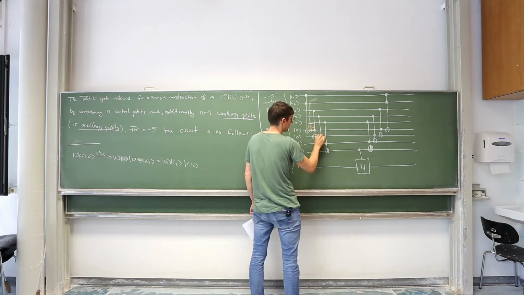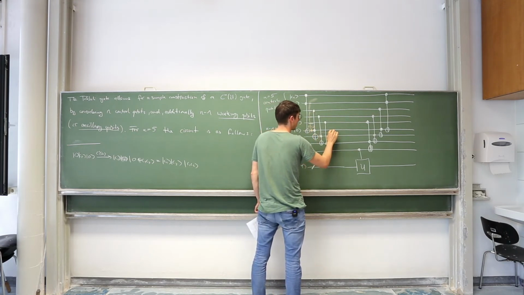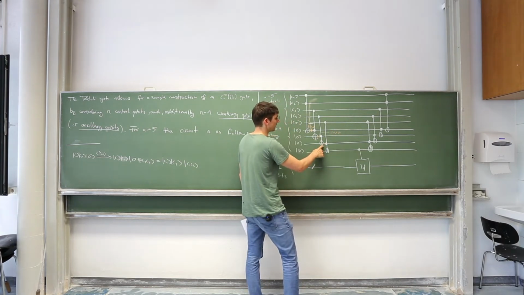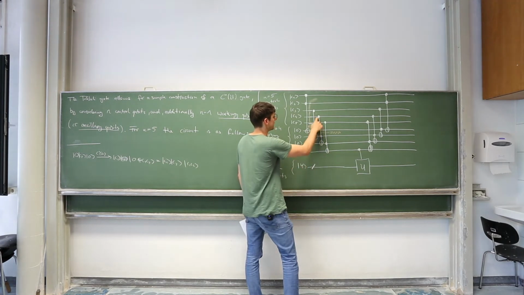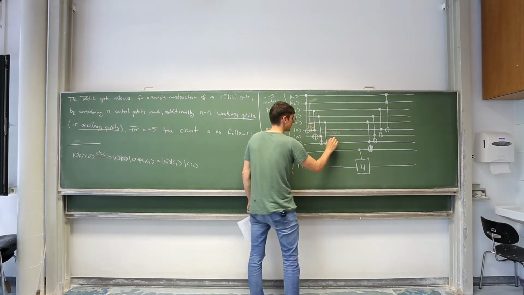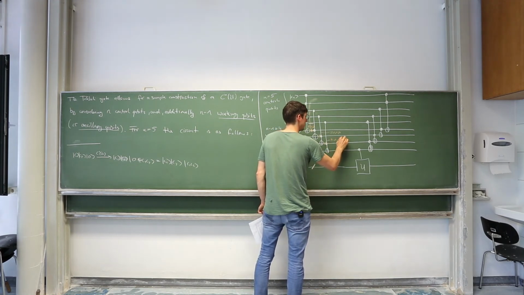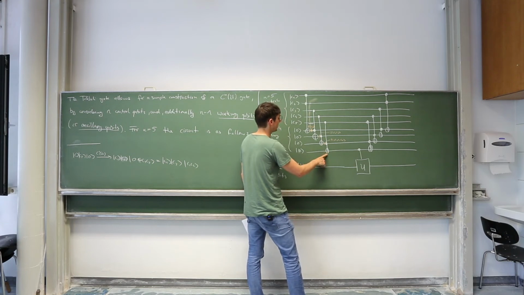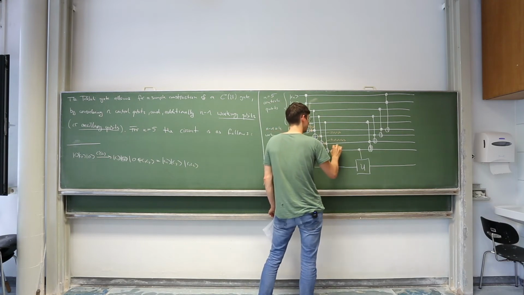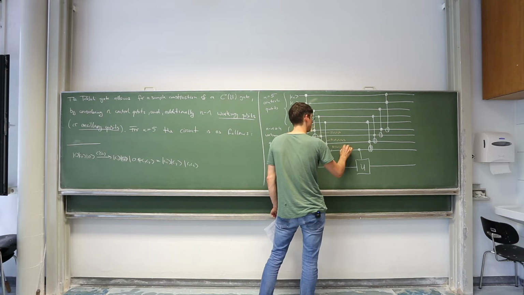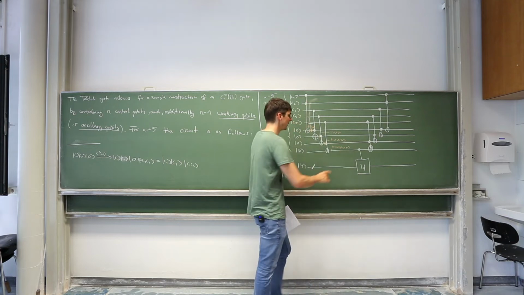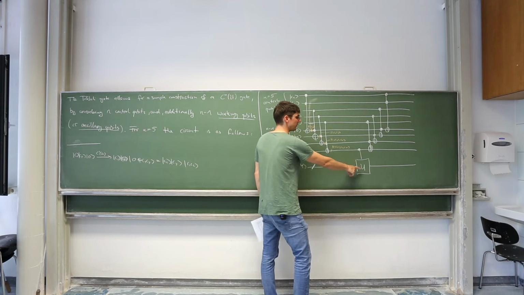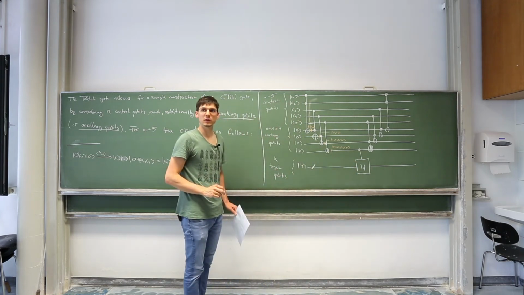Meaning that here we have C1, C2, C3, and then the next Toffoli gate is controlled by this working qubit and C4, meaning that here we get C1, C2, C3, C4. Similarly, this Toffoli gate here is controlled by C5 and this one, so here we get C1, C2, C3, C4, C5, and then controlled on this one, we have our unitary. This is exactly what we want.